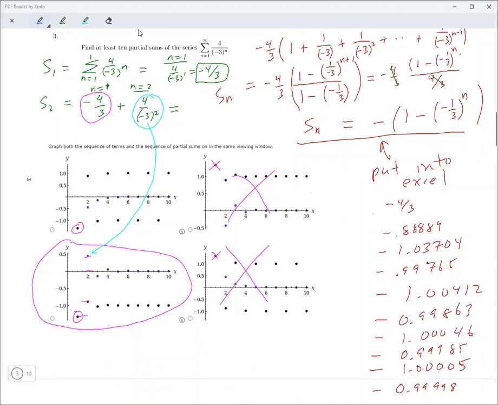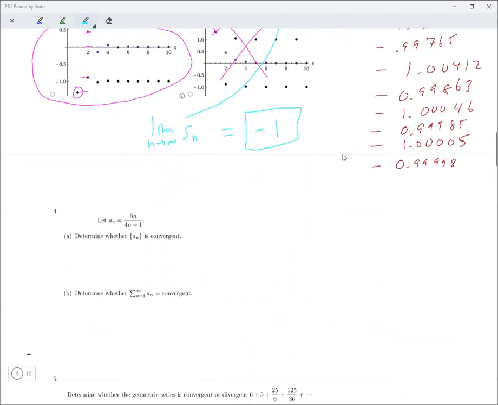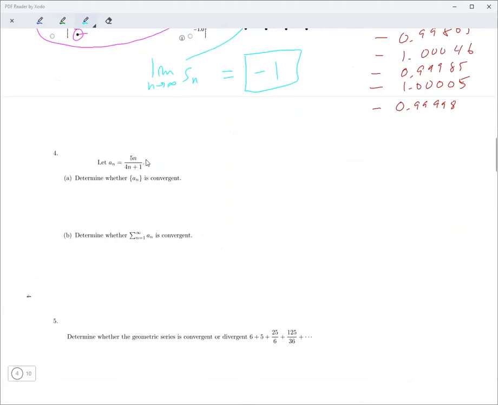Because as it goes to infinity, this goes to 0. So you're just going to end up with negative 1. Okay, so I'll move on. Number 4, anybody remember what this will converge to? This is just a sequence. 5/4. Yes. So this one is convergent. It converges to 5/4. Well, it doesn't ask for that as a part of the answer, but you know.